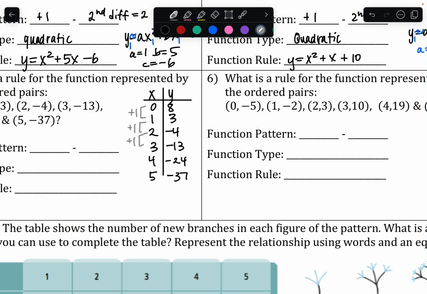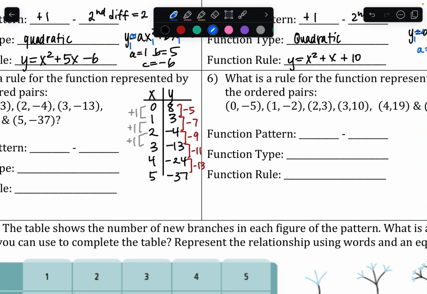And then my y's, it looks like we've subtracted 5, and then we've subtracted 7, and then we subtracted 9, and then we subtracted 11, and then we subtracted 13.